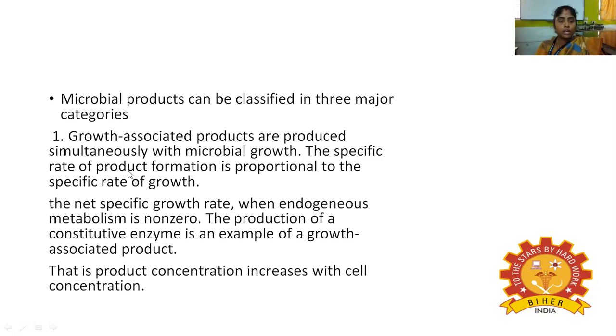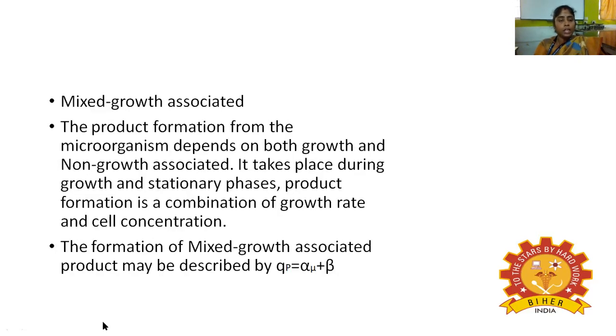So the specific growth rate of product formation is directly proportional to the specific growth rate of the microorganism. So the growth is directly related to the product formation. Here, as the product concentration increases, the cell concentration also increases, which means that as the cell is increasing, the product is formed, directly proportional. The next type of product is non-associated.